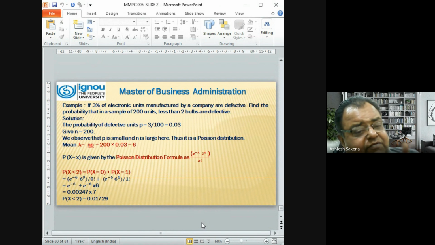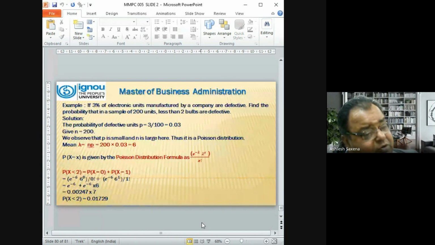That means the first part will be only e raised to the power minus 6. And in the second part, 6 raised to the power 1 is 6, and 1 factorial is 1. 6 divided by 1 is 6. That means it will be 6 times e raised to the power minus 6. Taking e raised to the power minus 6 common, it will be 1 plus 6, that means 7.